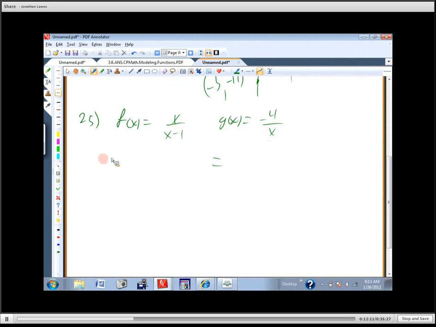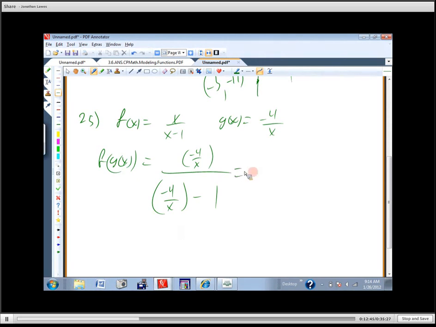It said find f of g of x. So that means we're going to plug g into f. f is something over something minus 1. And what am I plugging in for that something? That guy right there. We're plugging in the g. So -4 over x. I don't know anyone that can do this without doing this work. So if they have the right answer but don't have any work shown, they don't get credit for this.